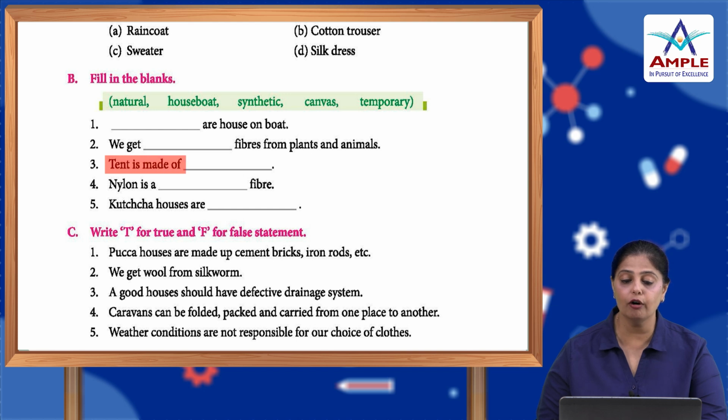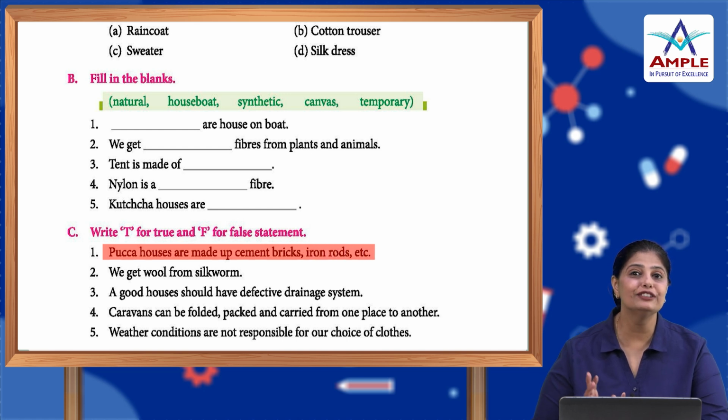Tent is made of synthetic canvas or temporary. It is a canvas. Nylon is a synthetic fiber. And kacha houses are temporary houses. Now, write T for true and F for false statement. Pakka houses are made up of cement, bricks, iron rods, etc.? Absolutely true.